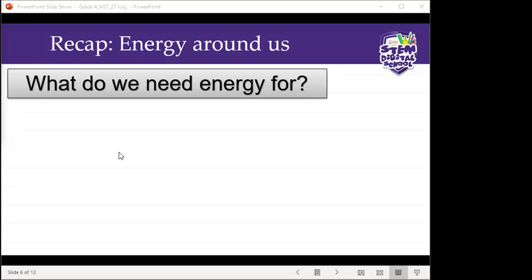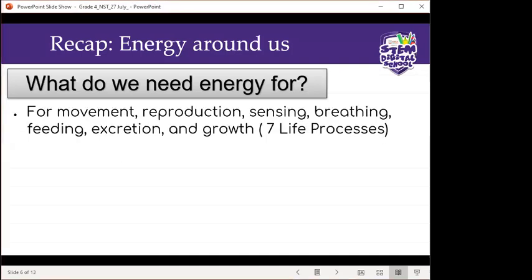Okay, so guys, here's my answer. We need energy for movement, reproduction, sensing, breathing, feeding, excretion, and growth. Those 7 life processes. You guys remember them? The 7 life processes. Okay, so I heard some of you said we need energy for the work. Yes, that is correct, but what type of work? Remember, you can just explain further.